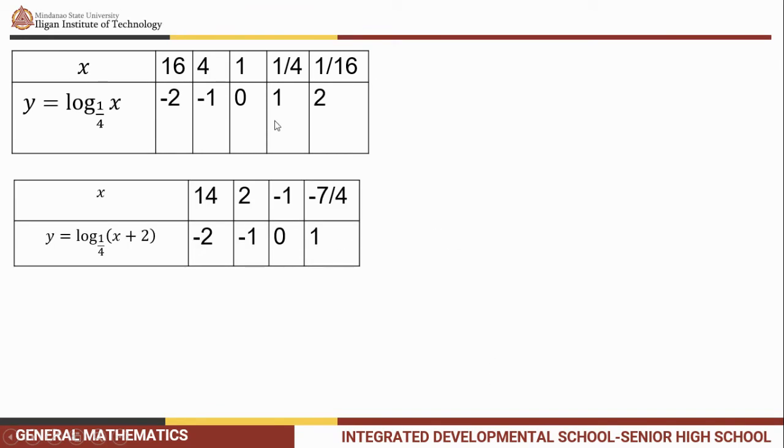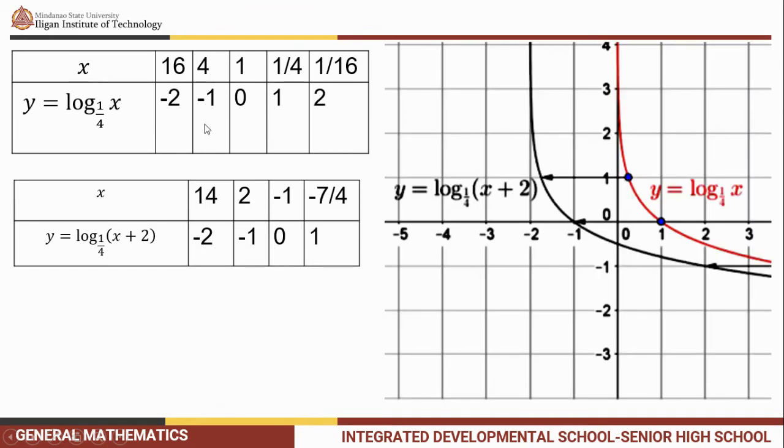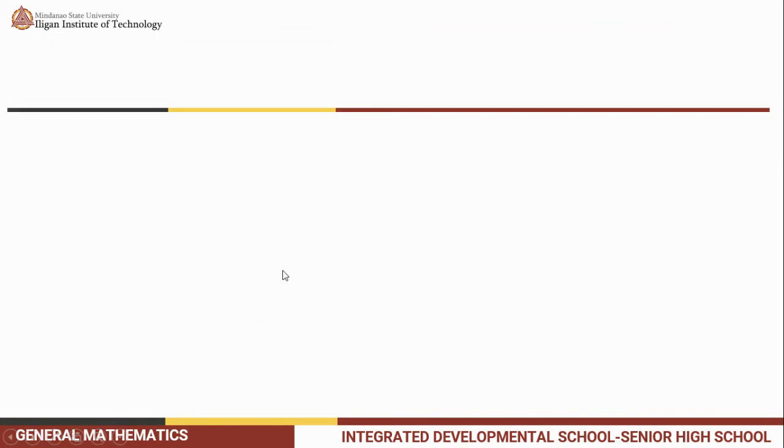Now, we construct the table. After constructing the table, we notice that ano nangyari? Dahil x plus 2 yan, meron siyang horizontal shift of 2 units to the left. And we observe that it is a decreasing function because the value of our base here is between 0 and 1. Okay, so ito yung basis ng pag-solve ng formula natin.